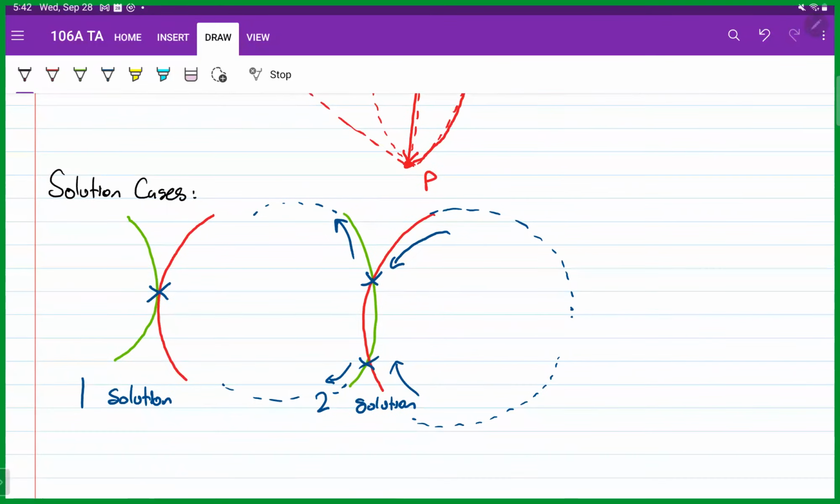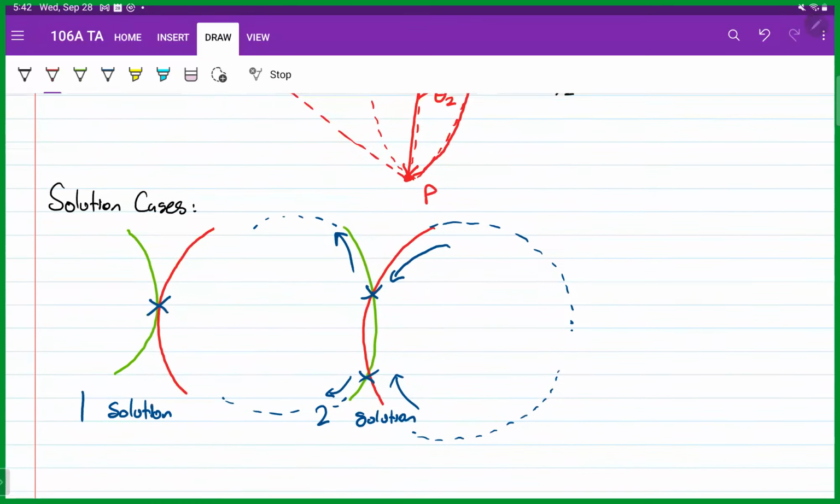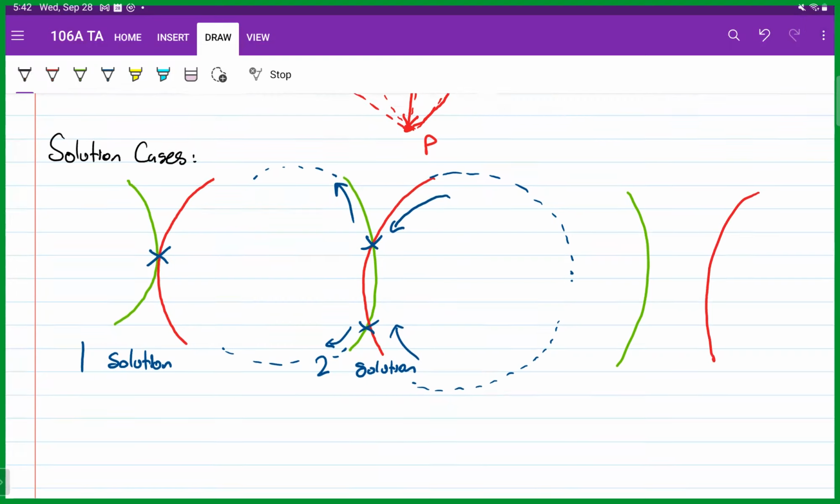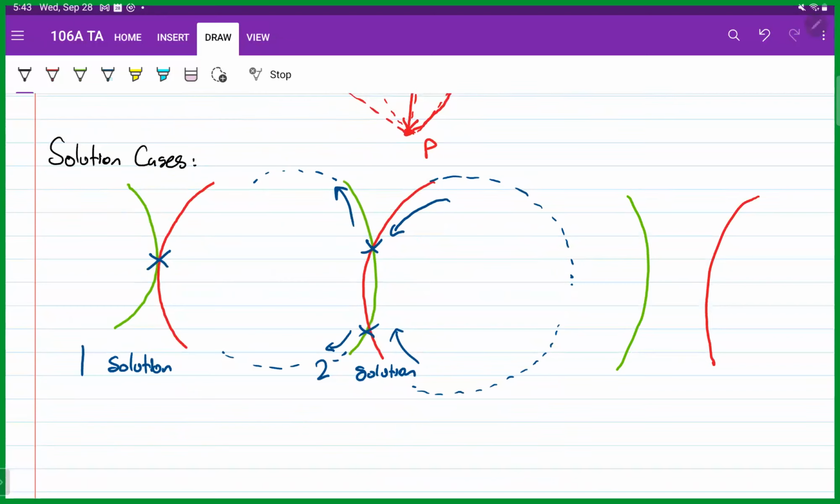And then finally, let's talk about the case of zero solutions. So in this case, we're just going to have no intersection between these two cones. If they never intersect, then there's never any way for our first rotation to get us onto the track for our second rotation. So no intersection just means zero solutions.